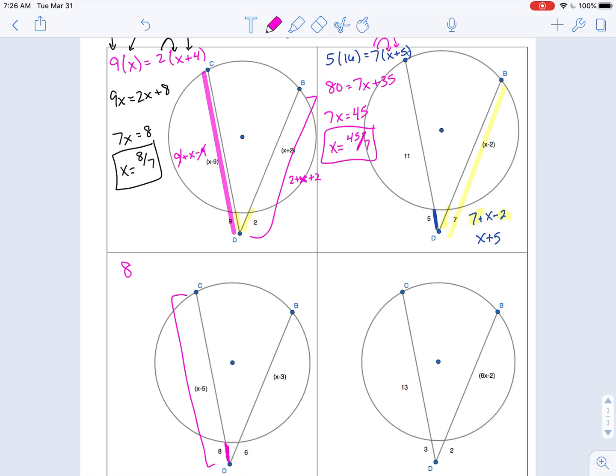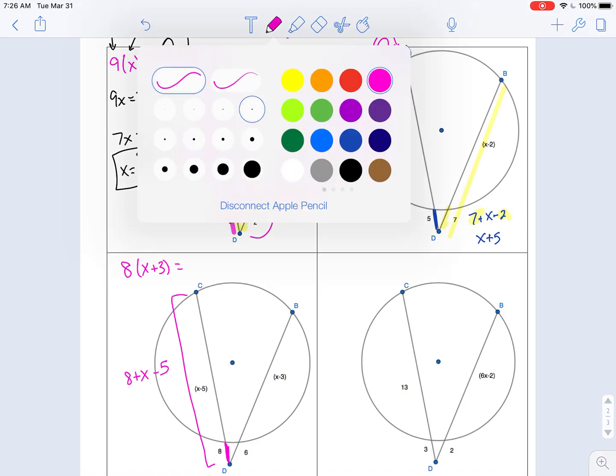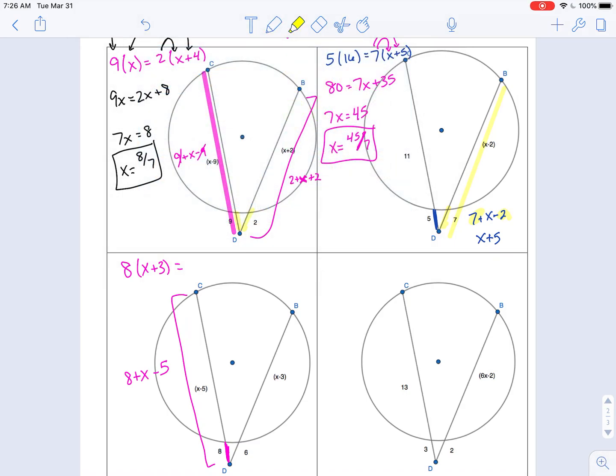All right, so I've got 8 is the part of the secant outside the circle. And now what's the whole secant? Well, if I add the two parts, 8 plus x minus 5. Now if I combine the like terms of 8 and negative 5, or 8 minus 5, I get x plus 3, because 8 minus 5 gets me 3.